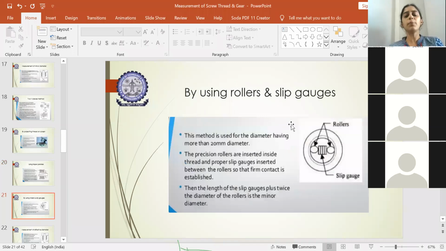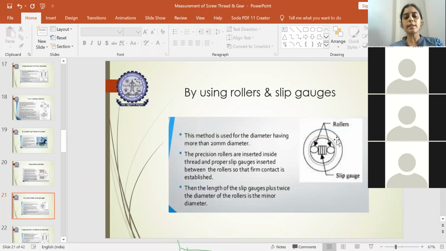So the next method to measure the minor diameter of the internal thread is rollers and slip gauges. You already know what slip gauges are; we have used them in linear and angular measurements. This method is used for diameters of more than 20 mm. Here you can find the precision rollers.